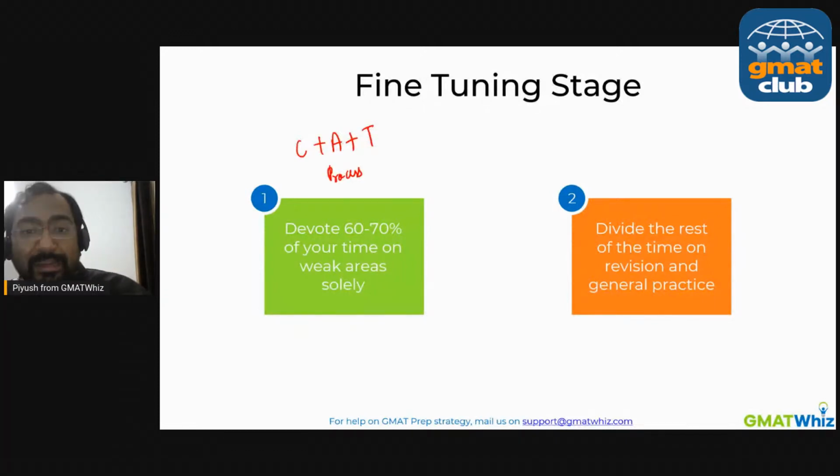So you have to identify and work on all 3 areas. Basically, give about 60 to 70% of your effort on these 3 areas solely, and divide the rest of the time on general revision and practice. On the other areas, even your strong areas, you should continue working so that you don't get weak on those. So the rest of the time should go on that.